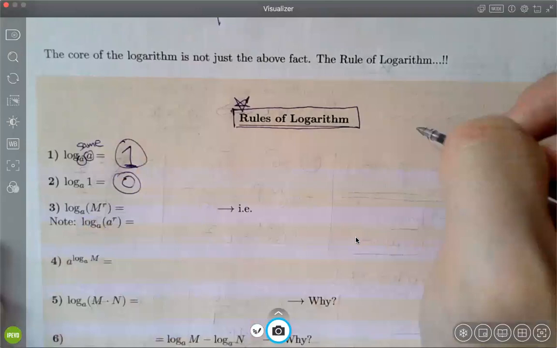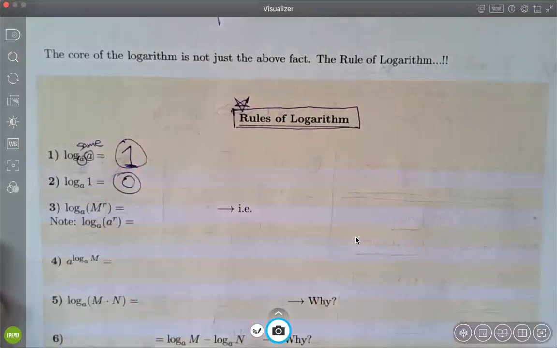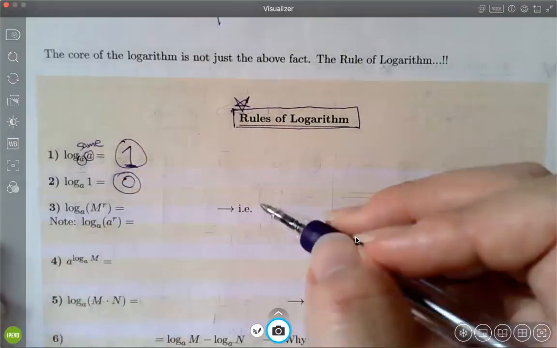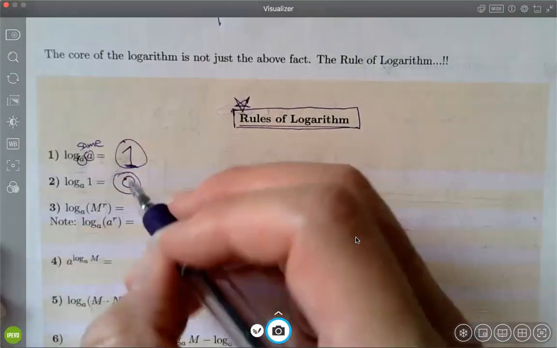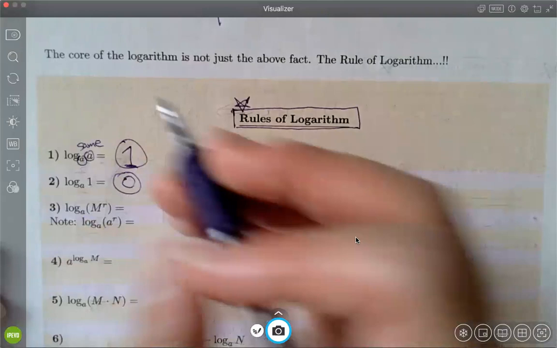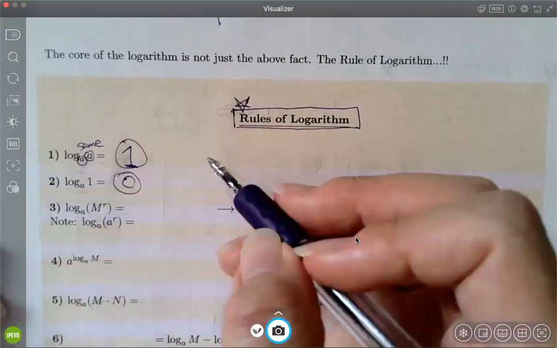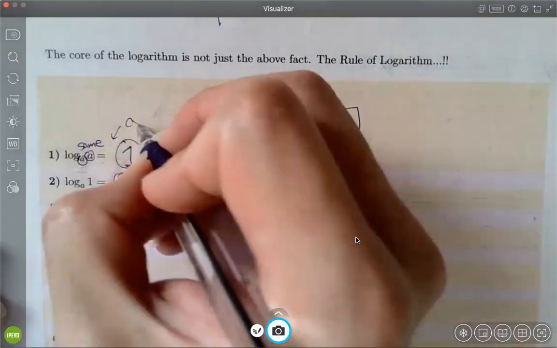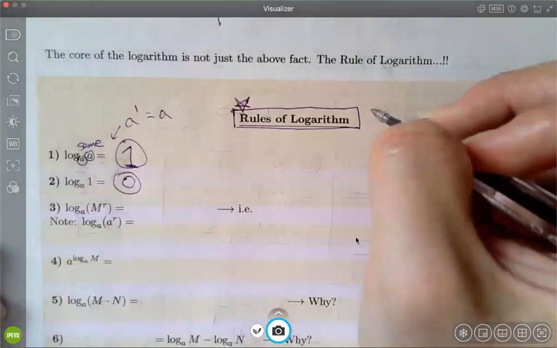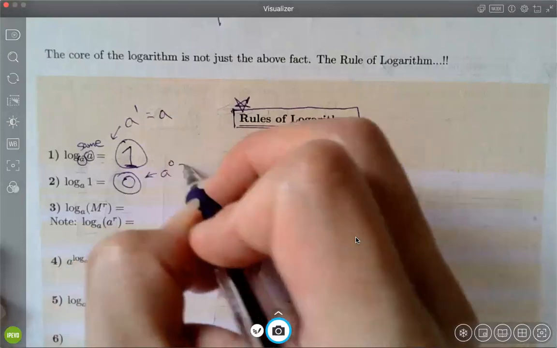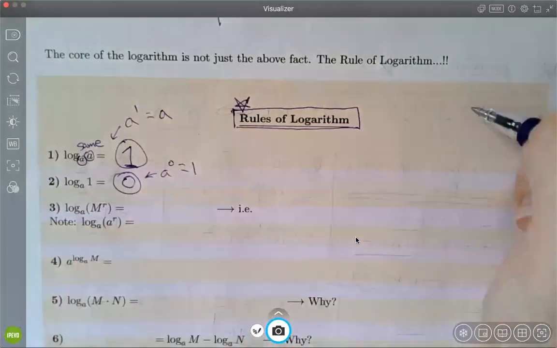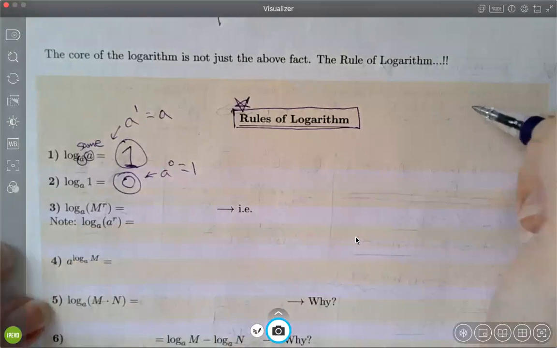Although these two things may look weird, it's actually pretty easy to see why it has to be 1 and 0. When you convert this into exponential form, what do you have? A to the first power equals A, right? So that's why it's equal to 1. And here, it's what? A to the power 0 equals 1, right? And now, fact number 3.